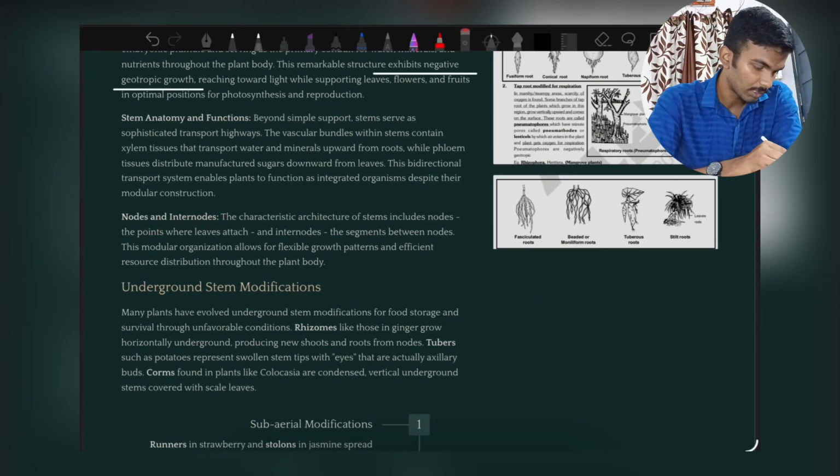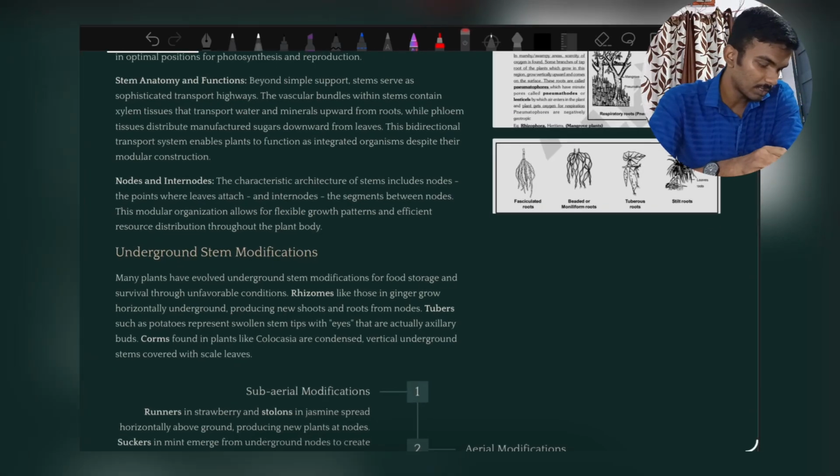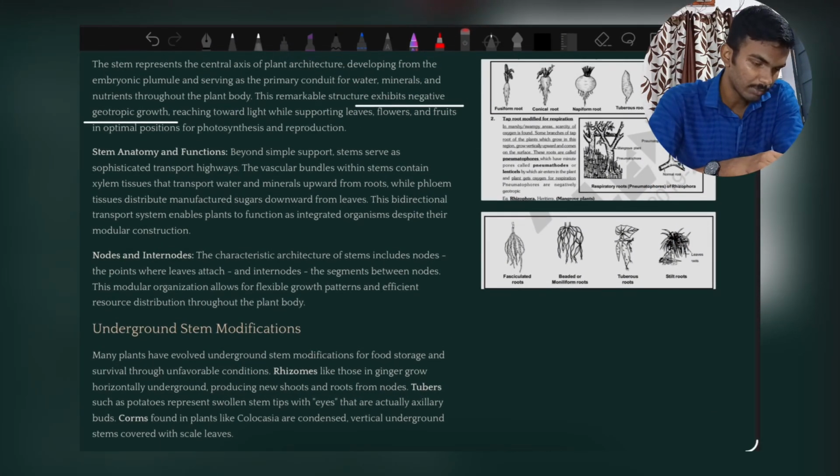Nodes and internodes. The characteristic architecture of stems includes nodes, the points where leaves attach, and the internodes, the segments in between nodes. This modular organization allows for flexible growth patterns and efficient resource distribution throughout the plant body.